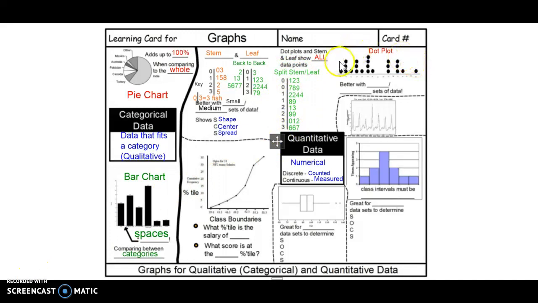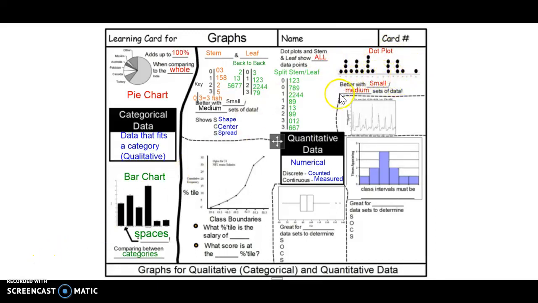All right, let's move over here to a dot plot. So this right here is called a dot plot. And dot plots and stem and leaf plots have something in common. And it's right here, if we fill in this blank, it says that dot plots and stem and leaf plots show all of the data points. You can see all of the data points in your data set in a stem and leaf plot. You can also see all of the data points in a dot plot that are a part of your distribution.